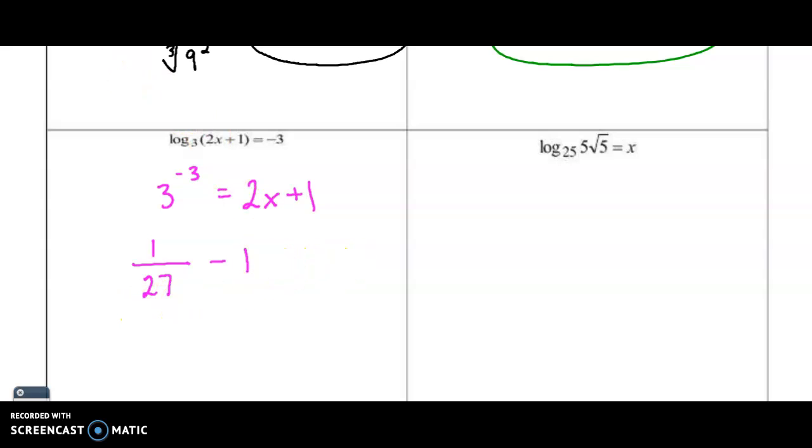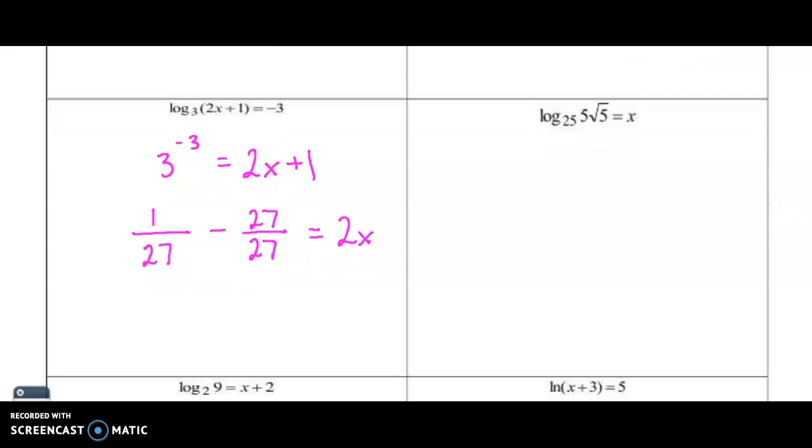Let's actually get the exact answer. Well, if I subtract 1 over and get the same denominator, that would be 27 over 27. I hope you agree that 1 is equal to 27 over 27. So we're looking at negative 26 over 27 when we get the same denominator. And if I divide that by 2, I can just divide the numerator by 2. So I'm looking at negative 13 over 27 is equal to x.